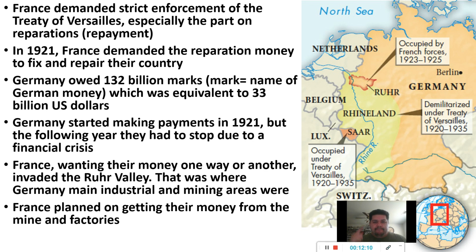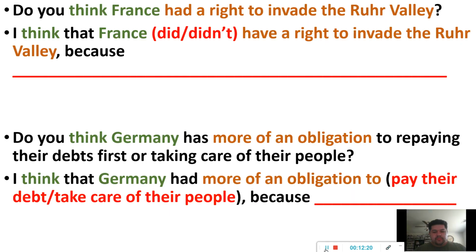And France is like, that's ours. We're going to go get it. We're going to take it. We want our money now. All right, so here are your couple questions right now. First off, do you think France had the right to invade the Ruhr Valley? So, what do you think?